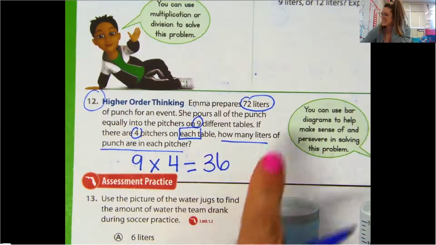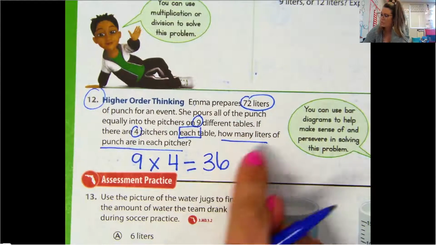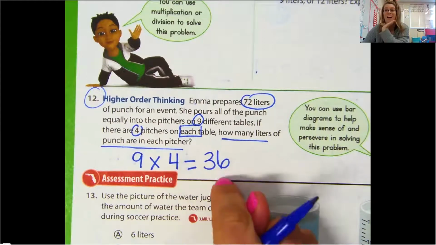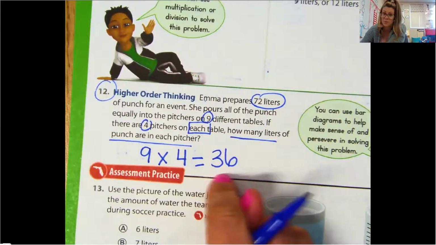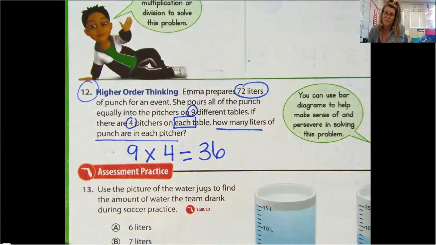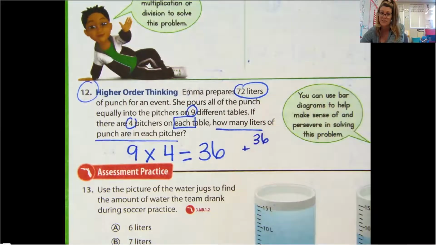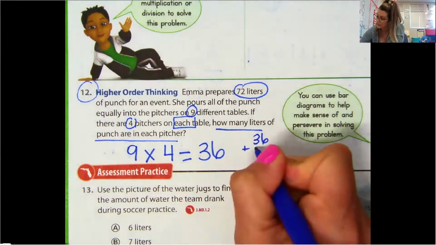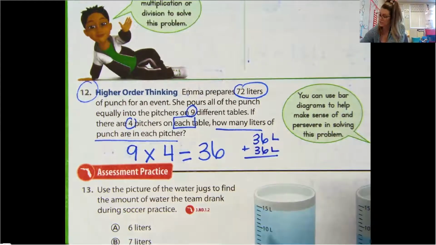But we've got to get to 72. So how many liters of punch are in each pitcher? Well, it's not just 1, because if it was 1 liter, then it would be 36. We've got to get to 72. All right, well, we know it's got to be more than 1 liter. So what if we added, let's just add until we get up to 72. So we were at 36. Let's add another 36. What's 6 plus 6?